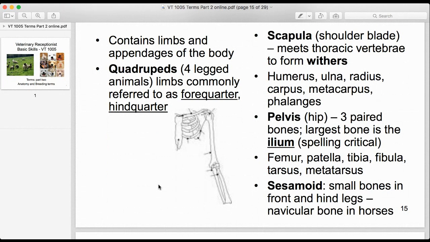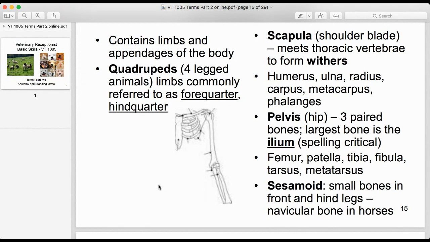The appendicular area includes the scapula. That meets where the thoracic vertebrae meet together and can form the withers on our animal. Down our front leg, or the forearms, we have the humerus, the ulna, the radius, the carpus, metacarpus, and phalanges. The pelvis is on the hind area. There are 3 bones there. The largest bone is called the ilium, and the spelling is critical because in another slide you're going to see a very similar word, and it is spelled that the hip and pelvis area is I-L-I-U-M.